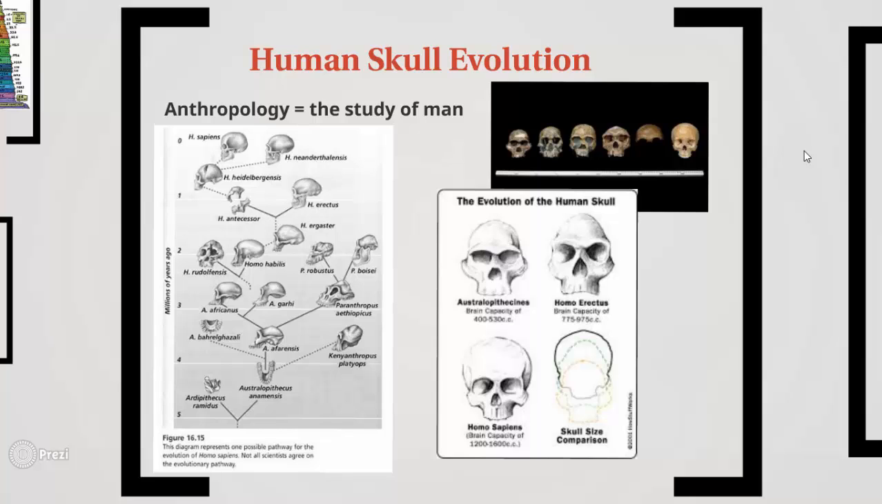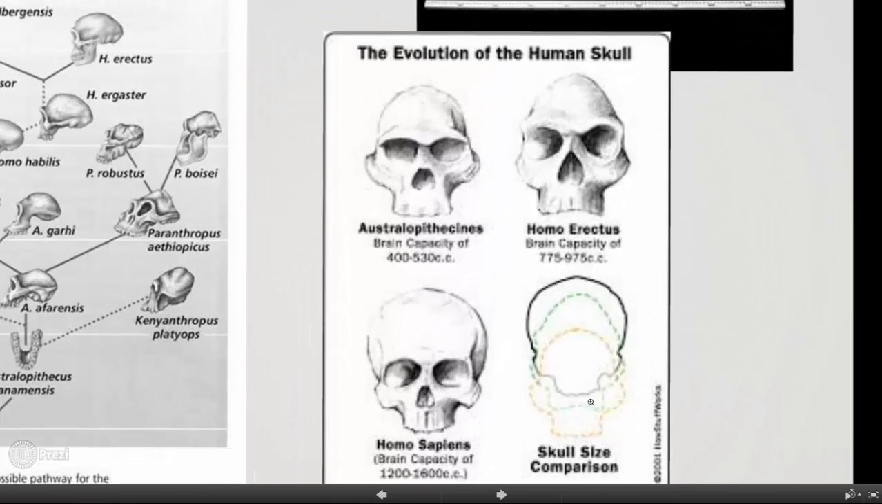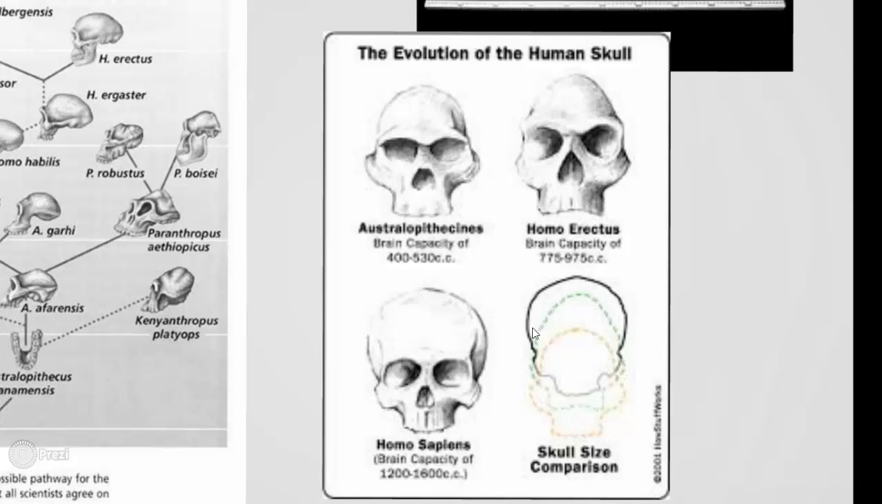And we have different human species, quote unquote. We have ancient humans. We have the Australopithecines, between 400 and 530 cubic centimeters. We have Homo erectus, which has a higher brain capacity. We have Homo sapiens, that's us, between 1200 and 1600. So if we compare the different skull sizes, the earliest humans had pretty small skulls. The Homo erectus, these are the guys who figured out how to walk upright. That's quite large.